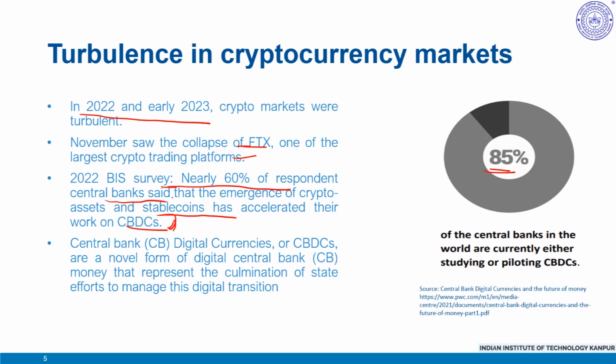Central banks and international standard bodies have stepped up monitoring the implications of crypto assets and are engaged in extensive international policy making and standard setting to work to strengthen regulatory approaches to crypto assets. One can say that central bank digital currencies, the CBDCs, are a novel form of digital money that represent the culmination of state efforts to manage this digital transition.